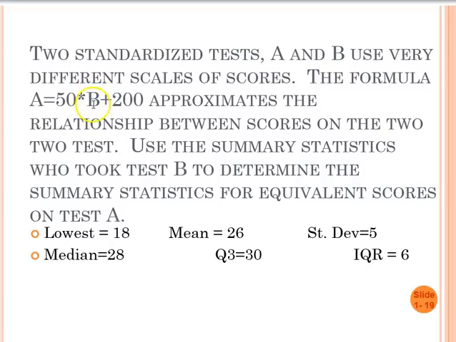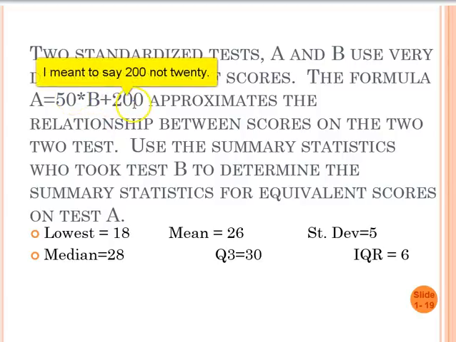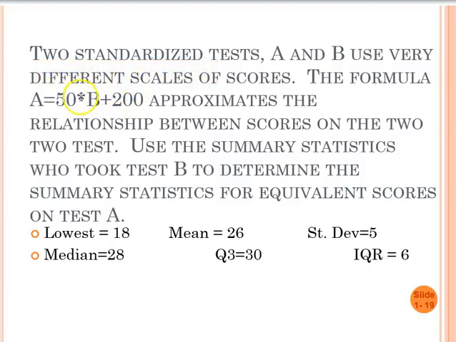So for the scores of Test B, you just multiply them by 50 and add 200. So we're shifting the data set by 200 and rescaling it by exactly 50. We're given the summary statistics for those who took Test B, and we want to figure out what the summary statistics are for those with the equivalent scores in Test A.